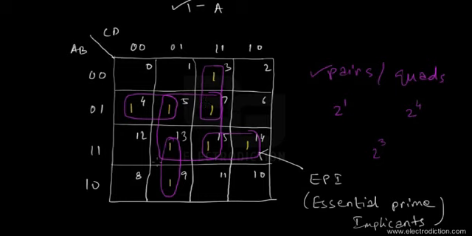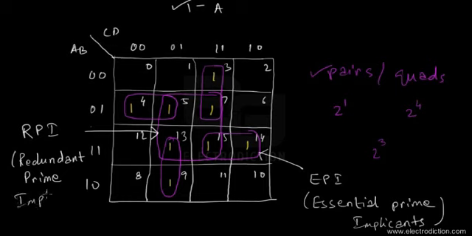So each of its elements being shared with EPIs makes this particular quad what we call an RPI, okay. We just call such a group an RPI, which means redundant. I'm writing it down over here. That means redundant prime implicant, okay.